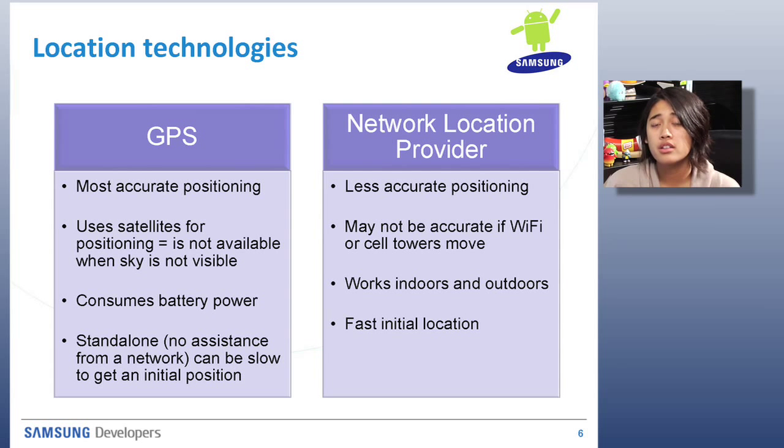But the cool thing about network location is it can be used indoors because the technologies that it's based on, cell tower and Wi-Fi, do penetrate indoor. And then the other definitely good thing about using network location is that you can get a much faster initial fix.